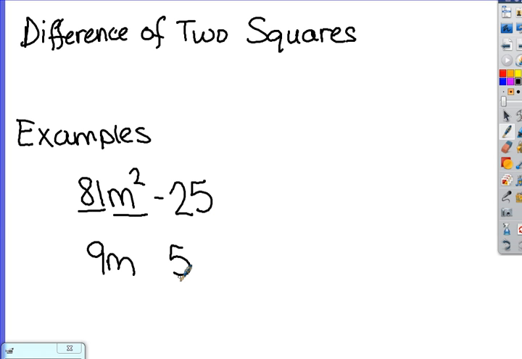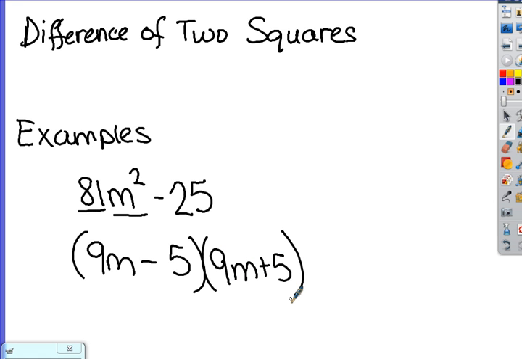Because we're doing difference of two squares, one binomial is going to be negative, and the other binomial is going to be positive. The pairs are going to be the exact same. The only difference is one sign is going to be negative and one sign is going to be positive. When we distribute and multiply it out, it's going to cancel out that middle term and leave us with just a beginning term and an ending term and no middle term. Let's try another example.